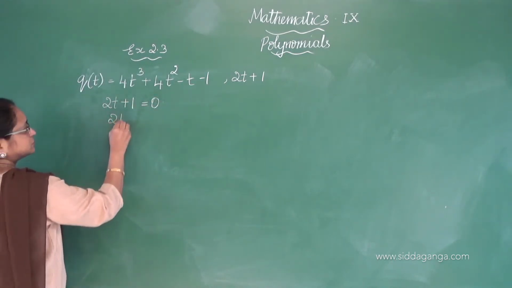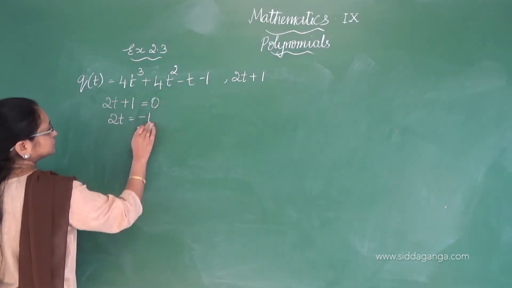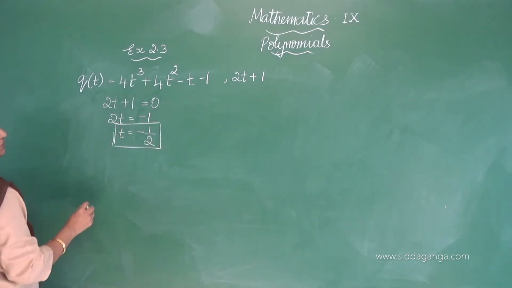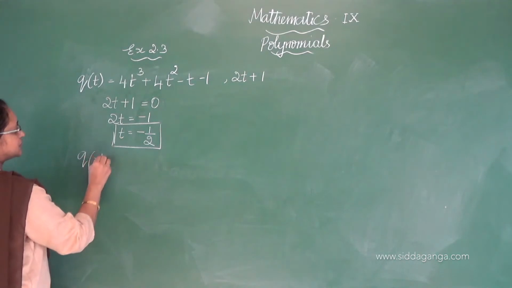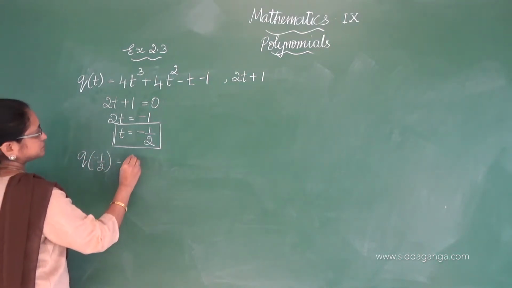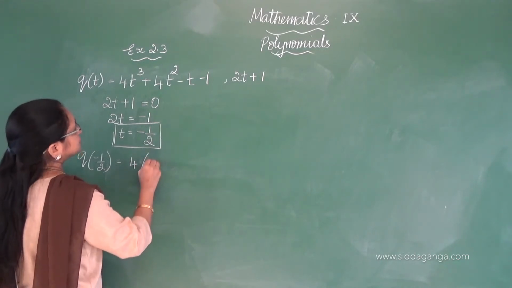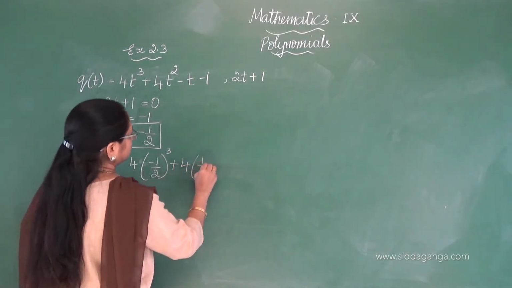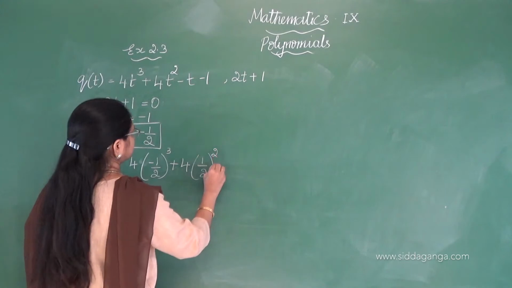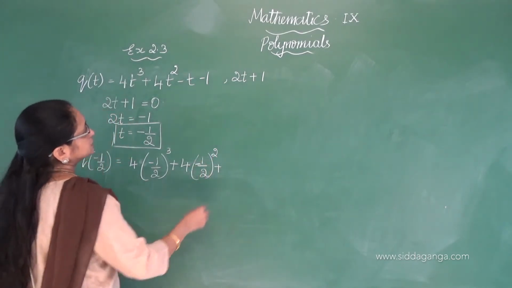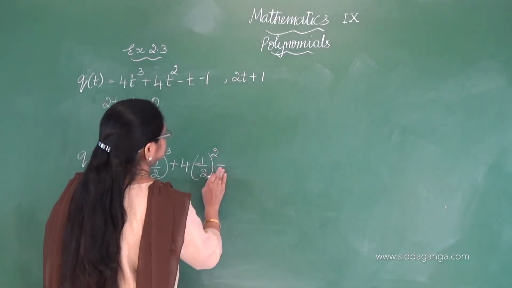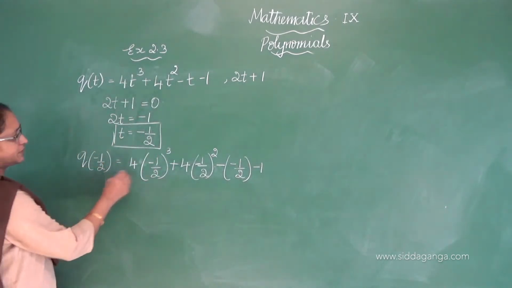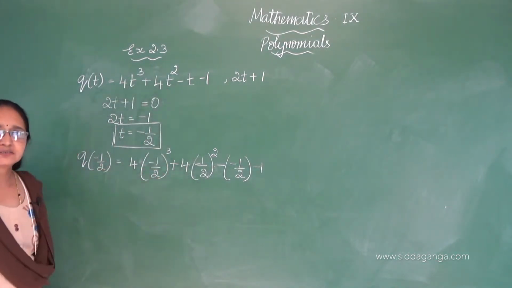To find out the 0, 2t is equal to minus 1. So t is equal to minus half. Now q of minus half is equal to 4 into minus half cube plus 4 into 1 by 2 square minus half square minus half minus 1. I hope you understood. Wherever t is there, I have replaced with minus half.